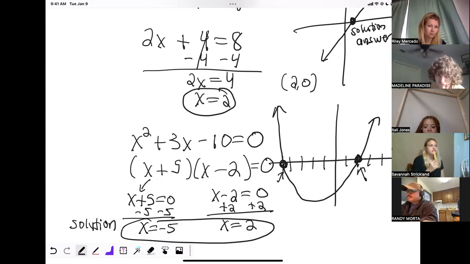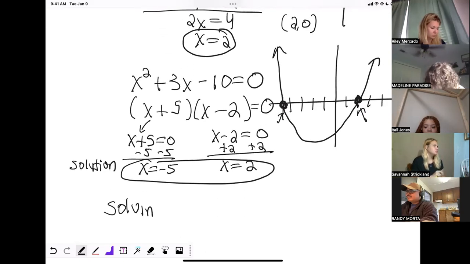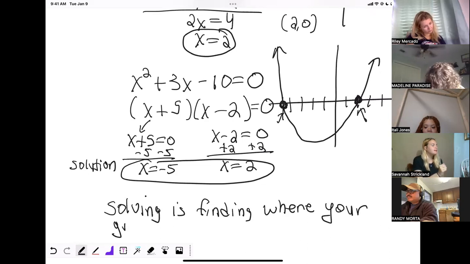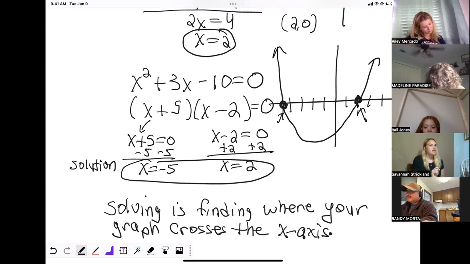So when you solve something, anything, any equation, you're solving where that graph crosses the x-axis. So solving is finding where your graph crosses the x-axis. I want you to know that because that's what that means. It represents that. And as you learn more about math, you're going to learn to use that to help you graph it.